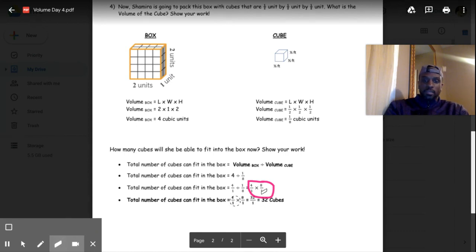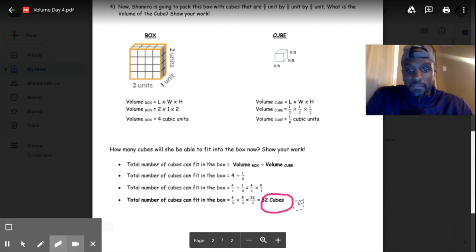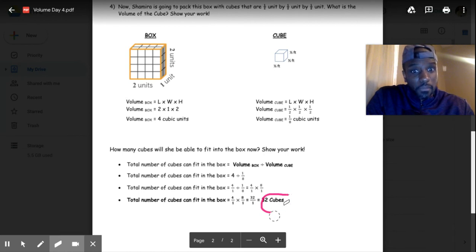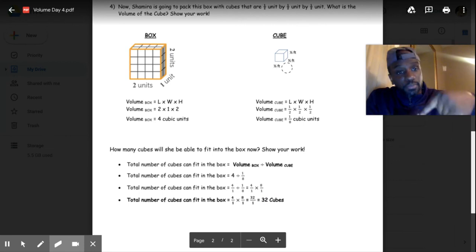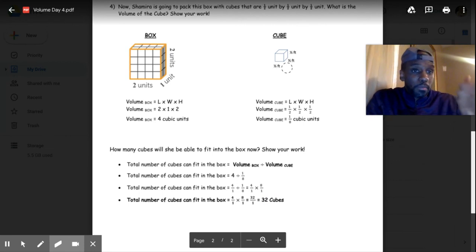Let me see if I can erase this here. Okay. Bam. So I have now 32 over 1 right here, and 32 over 1 is nothing but 32. So 32 cubes can fit into my box now. These cubes that are now 1/2 by 1/2 by 1/2, they're a lot smaller than the previous cubes that I had before, which were 1 by 1 by 1. So I can get 32 cubes in this box.